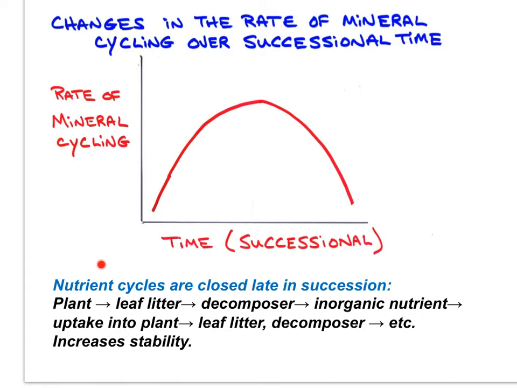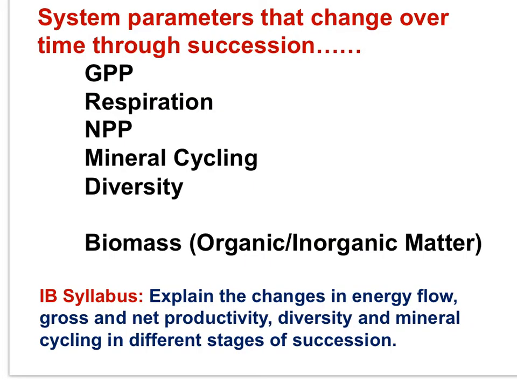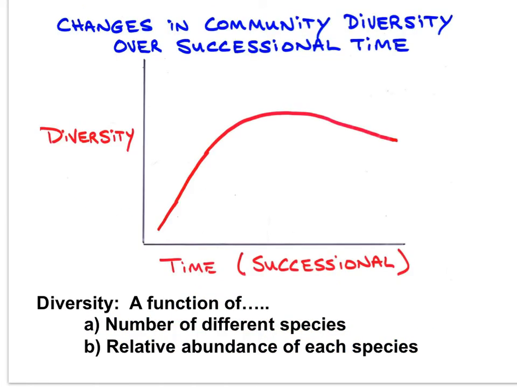This closed nutrient cycle system, late in succession, increases stability. Now let's look at the change in diversity across successional time. Diversity is a function of the number of different species and the relative abundance of each species. A system with more different species is more diverse, and a system with 5 species equally represented is more diverse than a system with 5 species where one of the 5 dominates and the others are poorly represented.